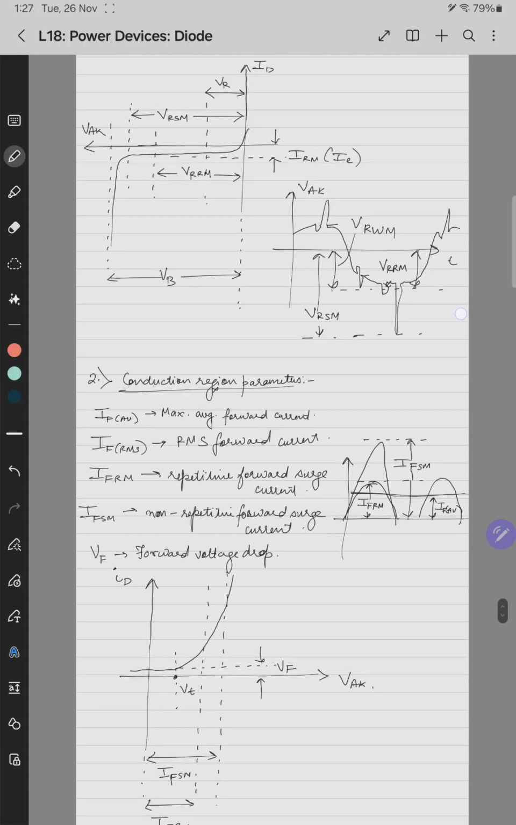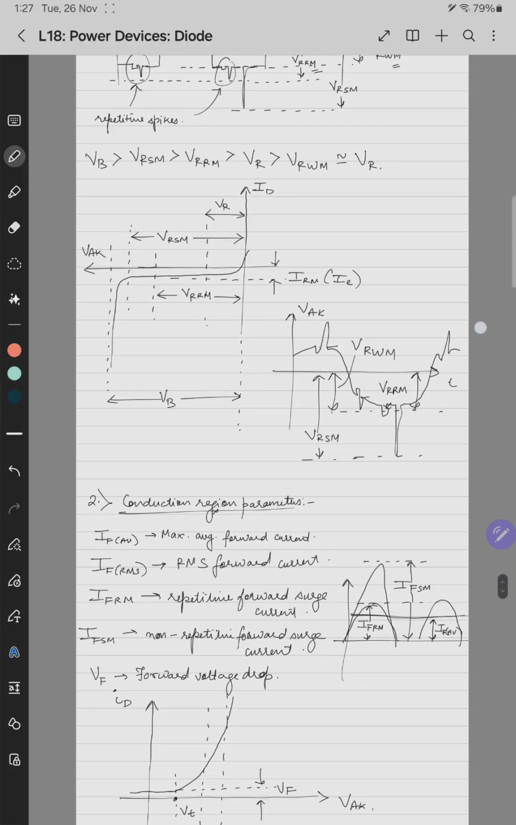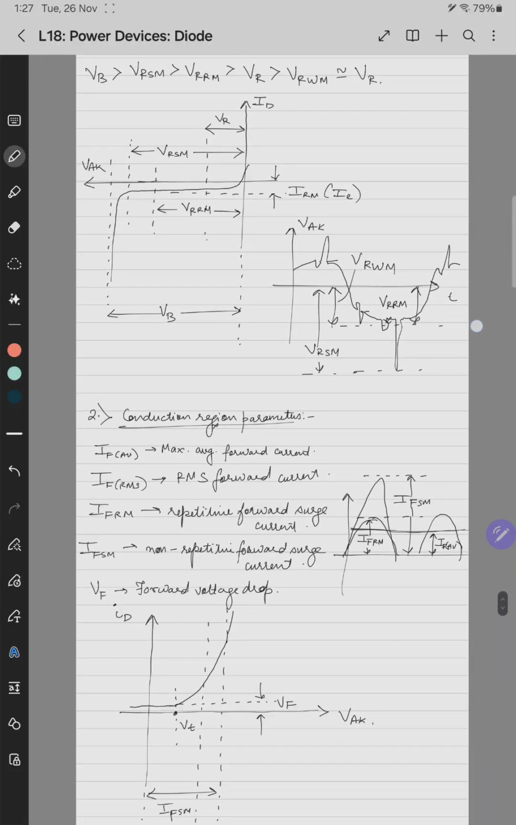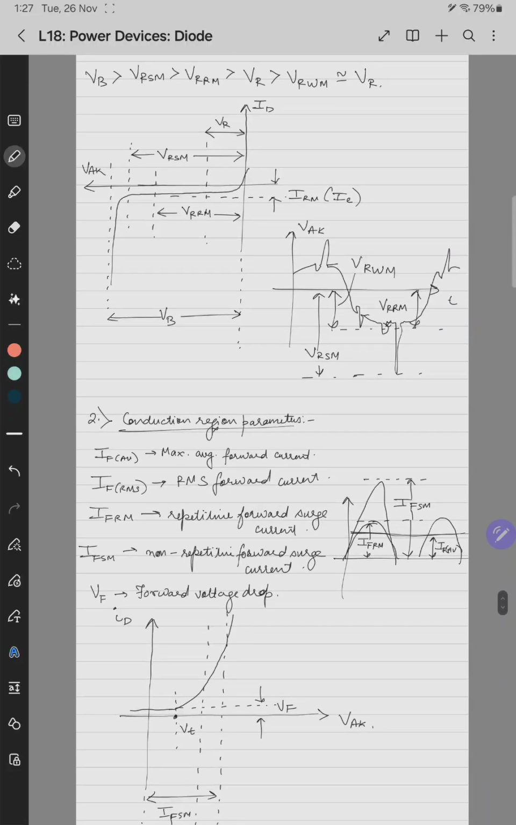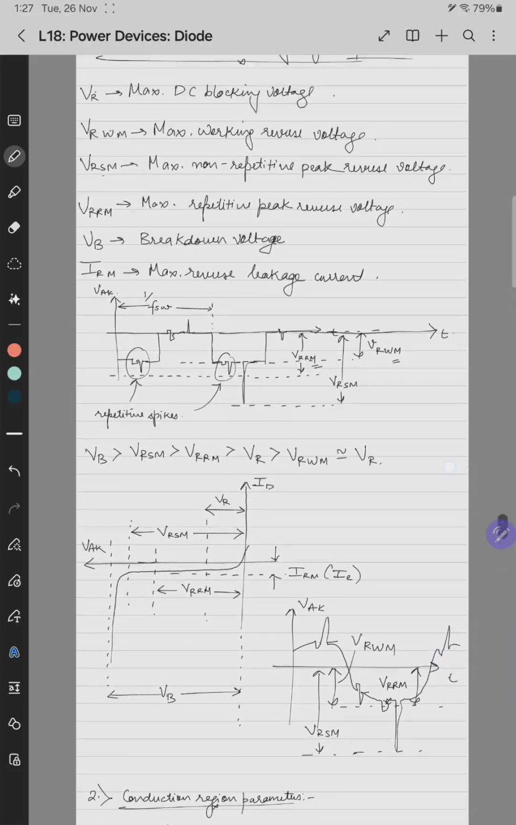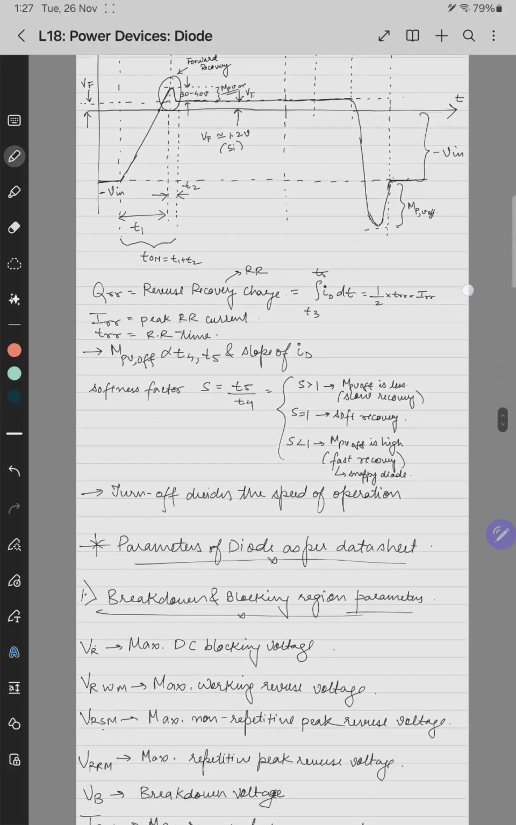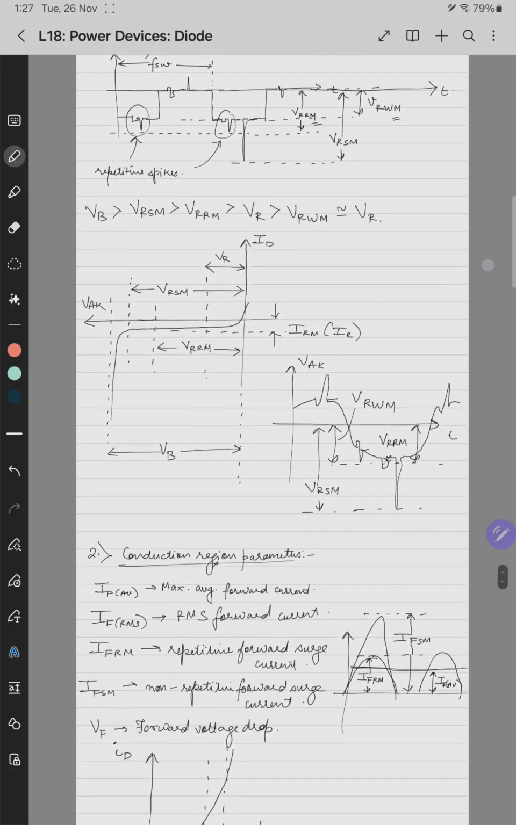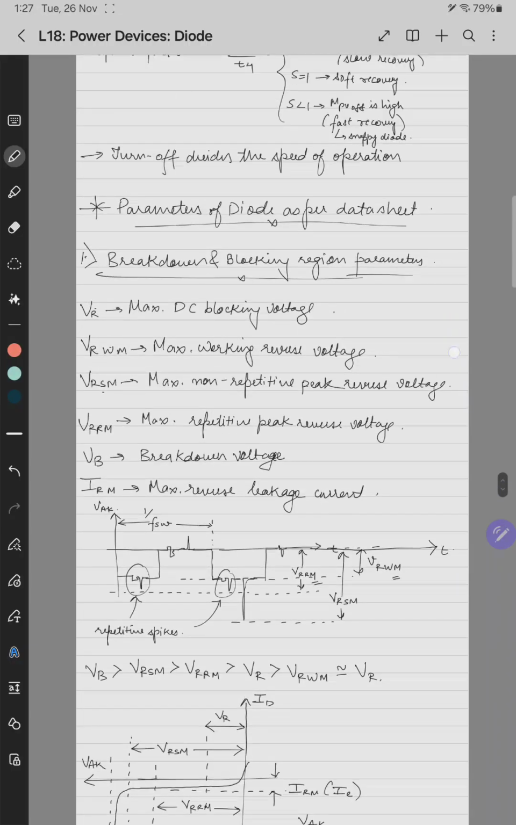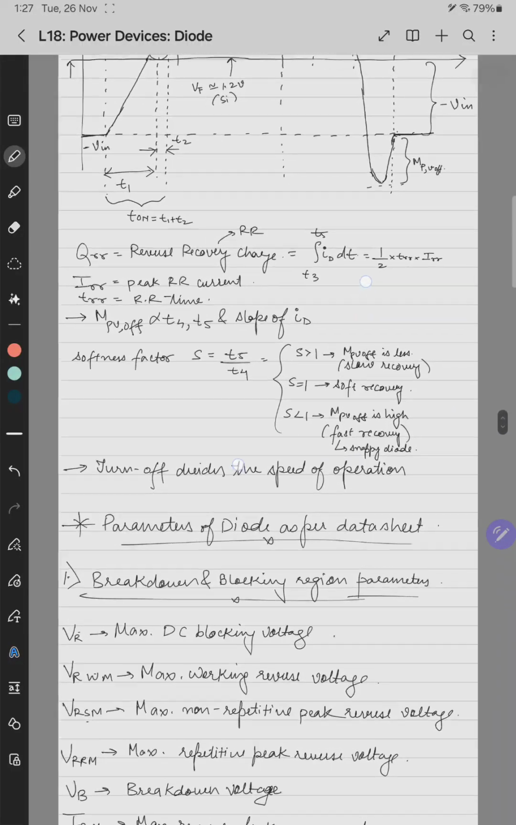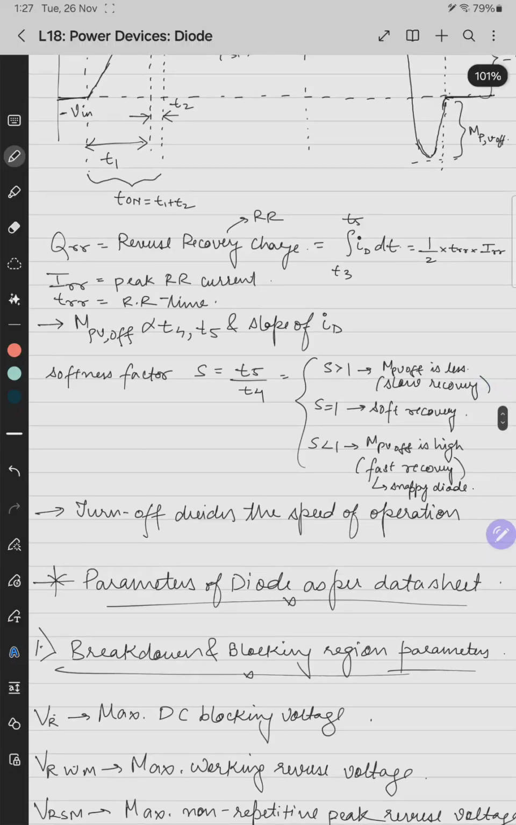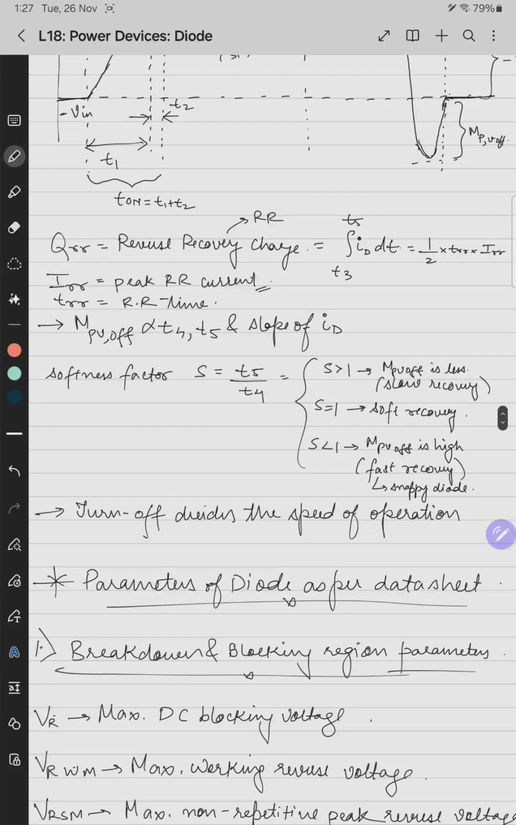Okay. So apart from these voltages, in the turn off state, we have TRR, that is reverse recovery time, and QRR, which I've already written, so I'll not write it again. IRRM is the maximum reverse recovery current, which I have written here. Peak or maximum reverse recovery current here, IRR.